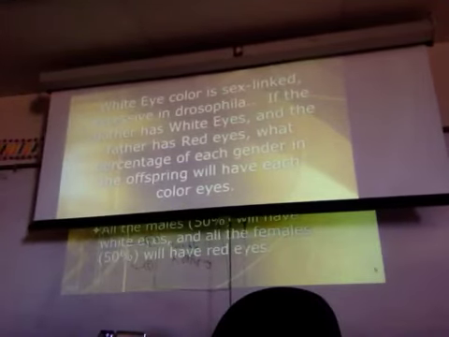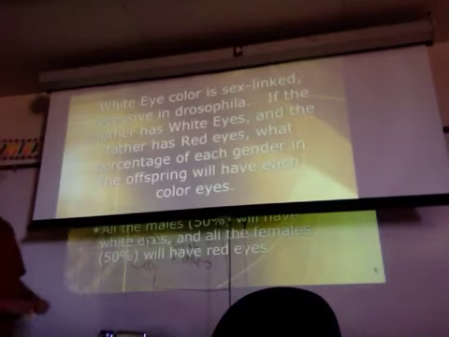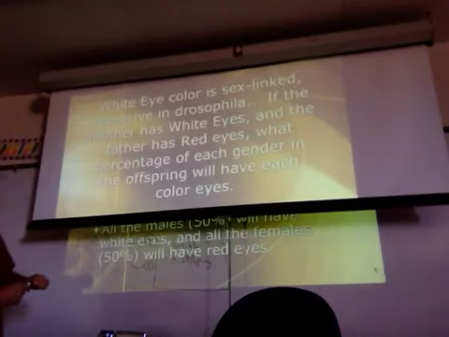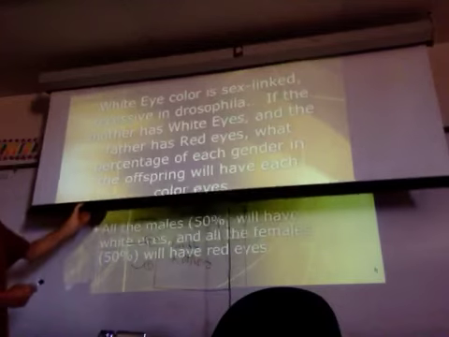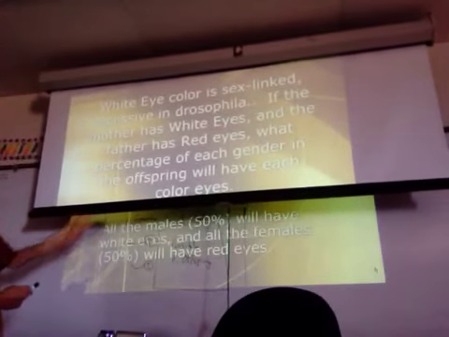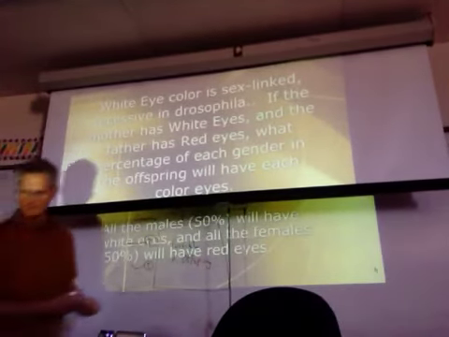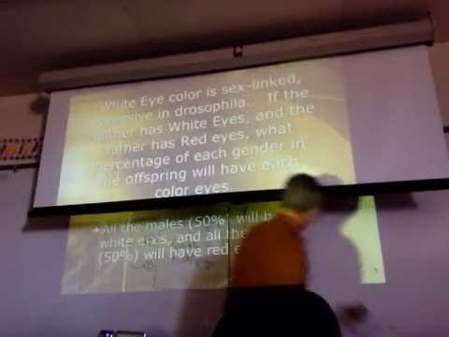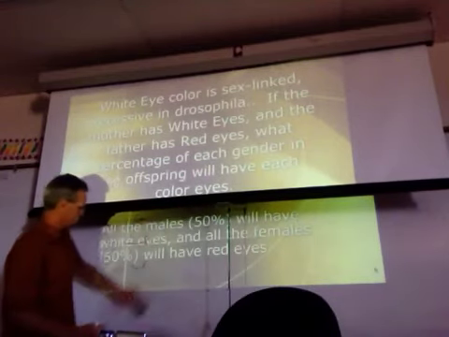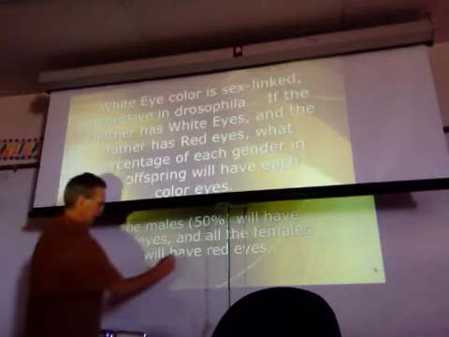Do you guys want to do a Punnett square real quick? I don't even understand how you do the Punnett square. For the Punnett square, you just attach the X to the capital R's. I think I can squeeze one in down here. You can see.